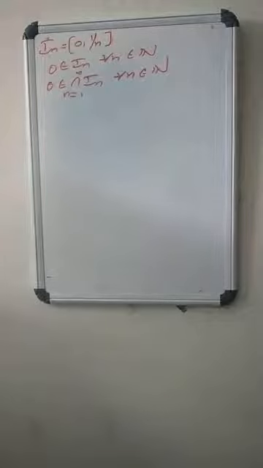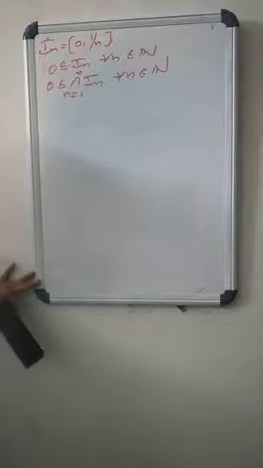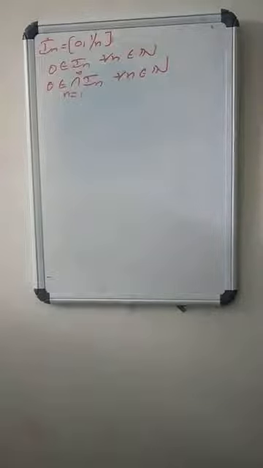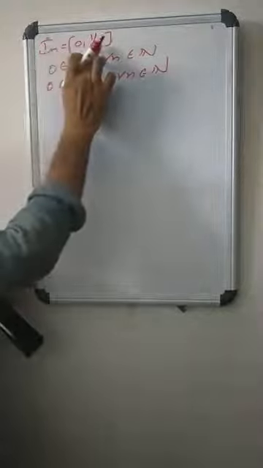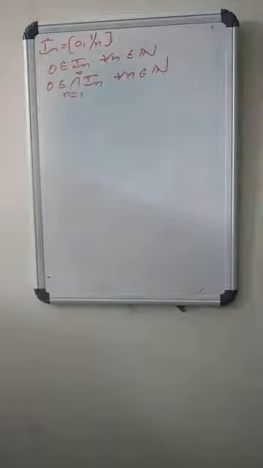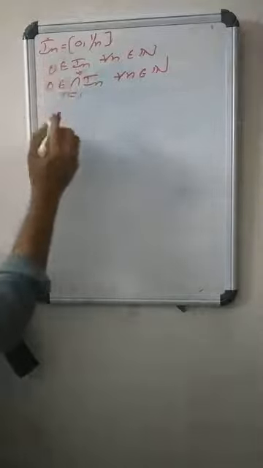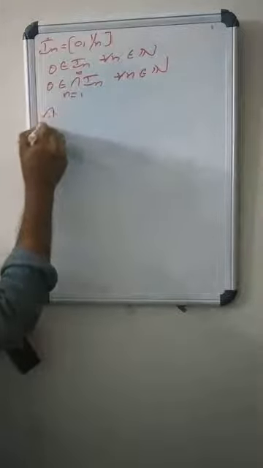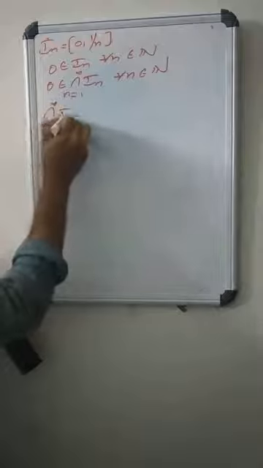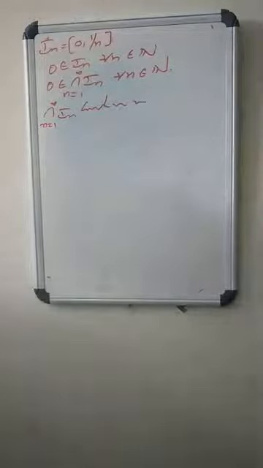Since I_n contains only non-negative numbers, I_n equals the closed interval [0, 1/n]. It does not contain a negative number, which means I_n contains only non-negative numbers for all n in N. Then we see that the intersection of I_n, n ranges from 1 to infinity, contains only non-negative numbers for all n in N.